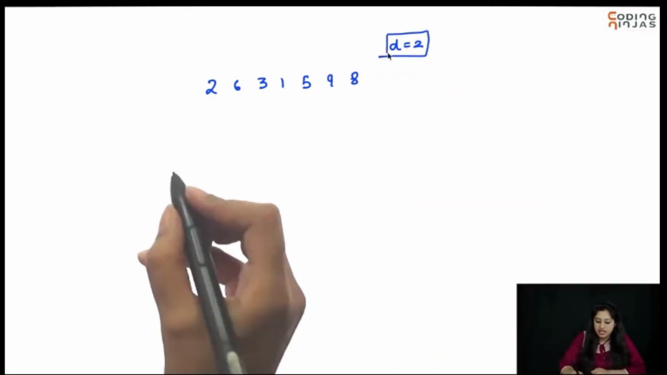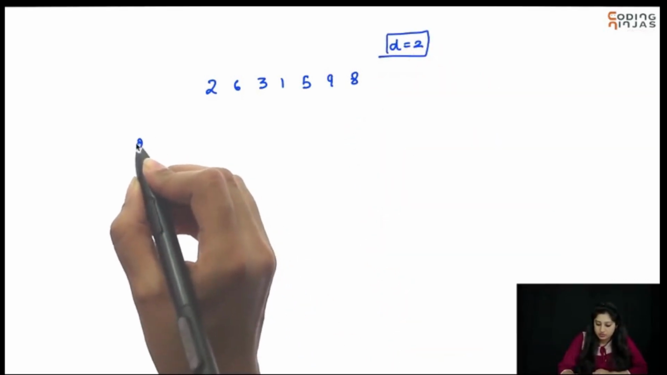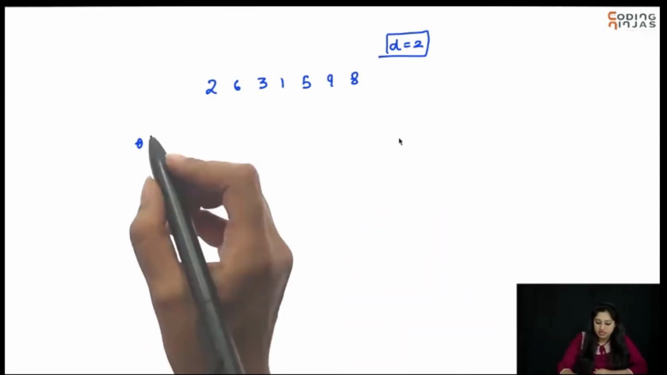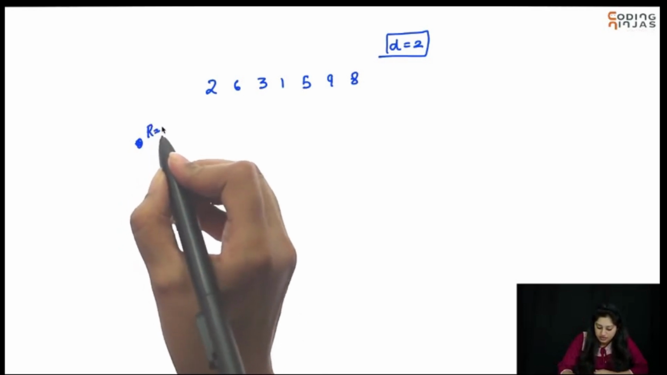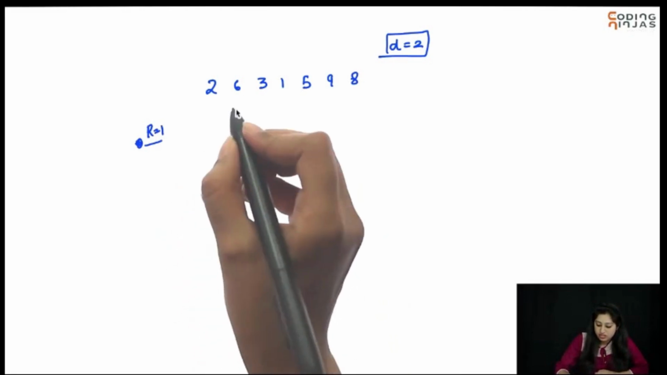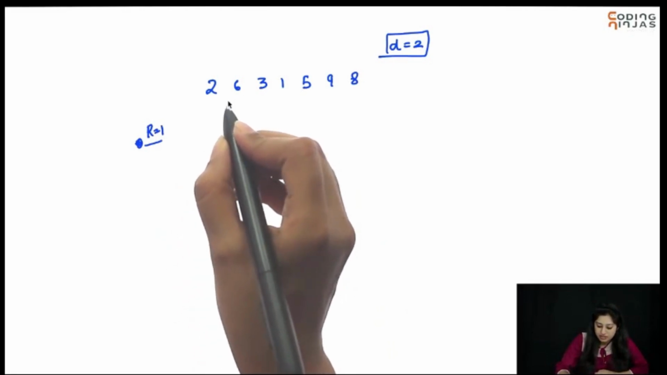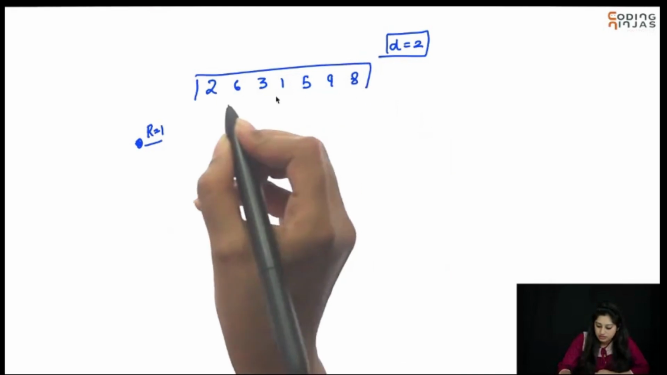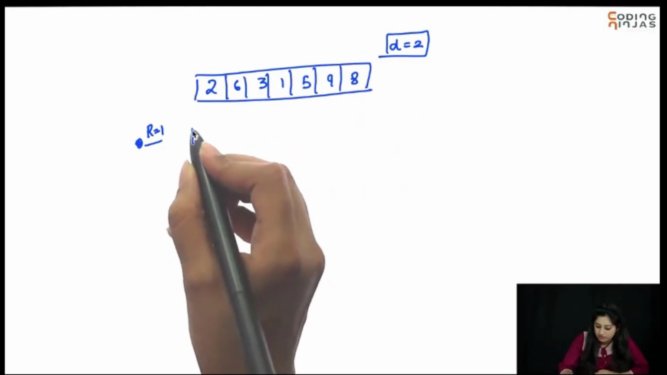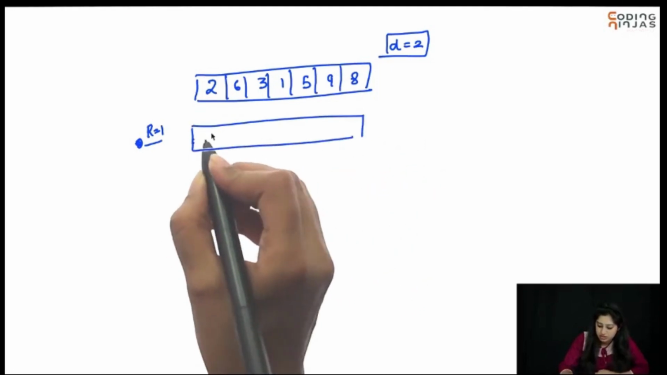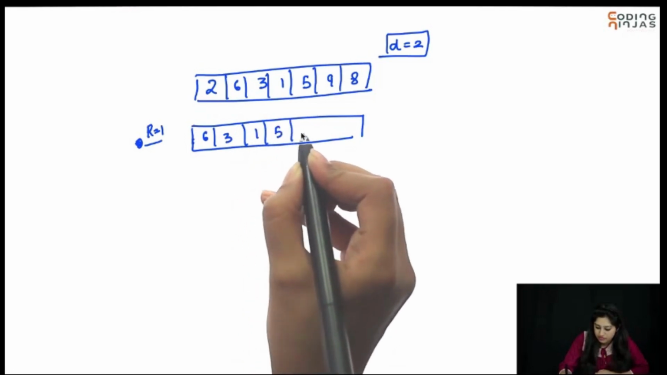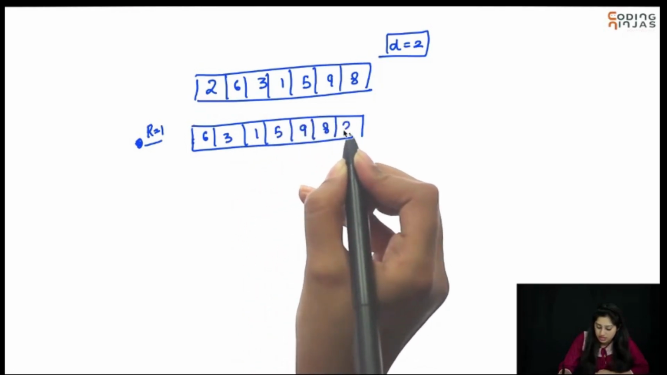So I have to rotate this array. Expected output, so I'll write it here. So the output that you will expect is finally, so let's perform rotation one by one. So if I perform the first rotation, after first rotation every element will shift by 1 towards left. So after first rotation it will be 6, 3, 1, 5, 9, 8 and 2.